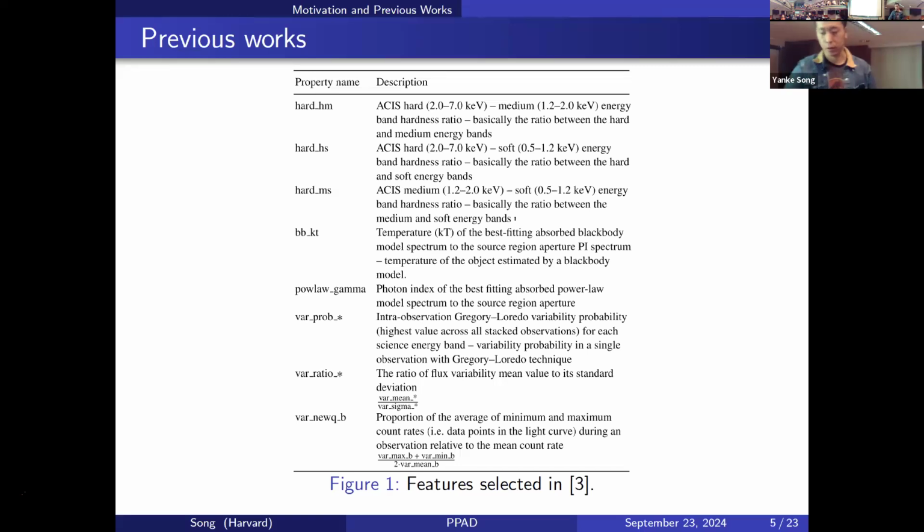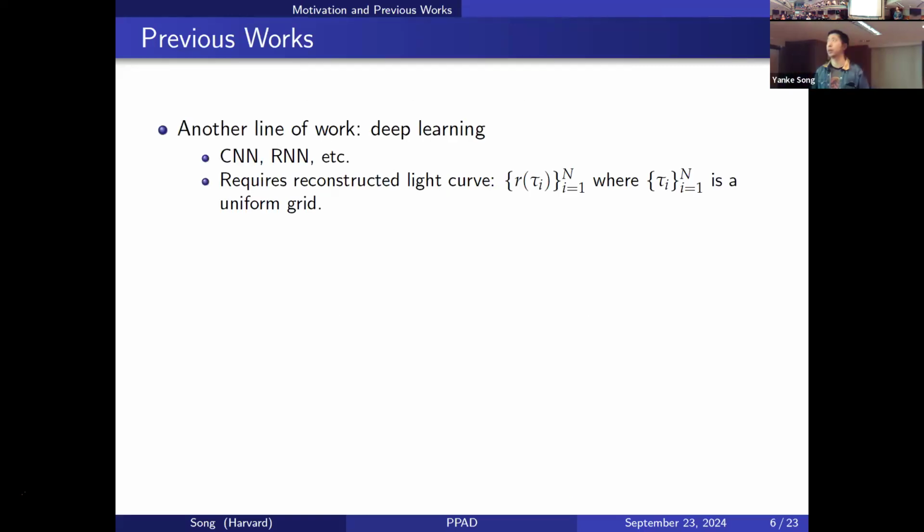So that's one set of work. Another set of work instead uses the power of machine learning. They fit deep learning models such as convolutional neural networks or recurrent neural networks to the data to extract features in a more abstract way. However, all these works require the reconstructed light curve as the input data rather than the event files.